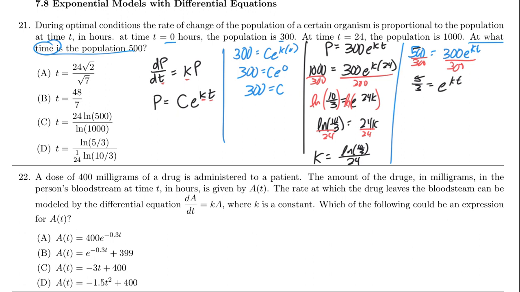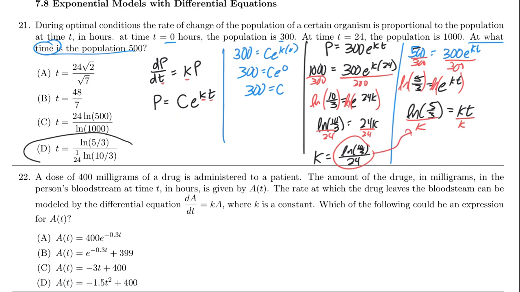To get rid of the exponential, again, we take the natural log. Now, keep in mind, we know what k is. I just didn't write it because it's kind of a weird thing. But to solve for t, we need to get rid of k, so we divide by k. So t is going to be the natural log of 5/3 divided by that k. So I just plug that in there. We'll see that the answer is D.